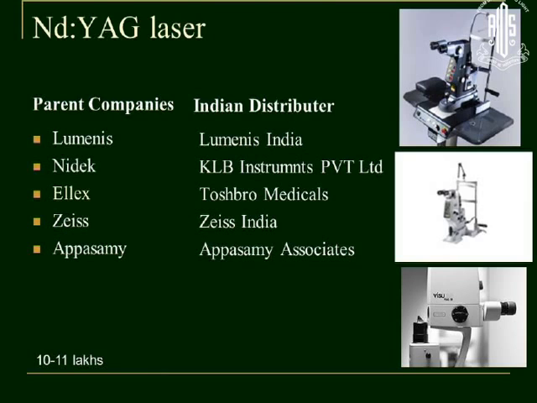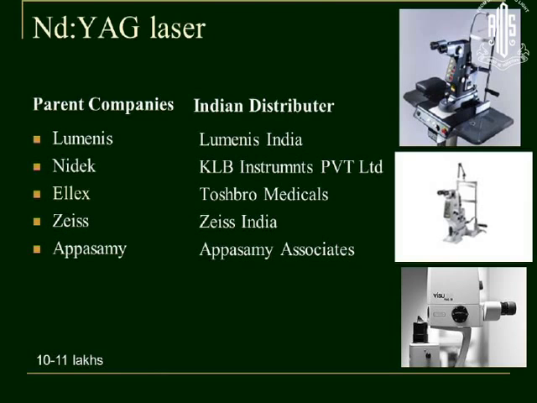I'm sure there must be others, and this talk certainly has no financial disclosures. If I've left out companies, it's only because these are the ones which are most likely quoted when we ask for them. So we assume these are the ones which are more popular in the market and probably more reliable. The parent company is Lumenis. The Indian distributor is Lumenis India. Nidek is distributed by KLB. LX is the one we have, that's from Toshbro. Zeiss is by Zeiss India, and you have the Appasamy by Appasamy Associates.